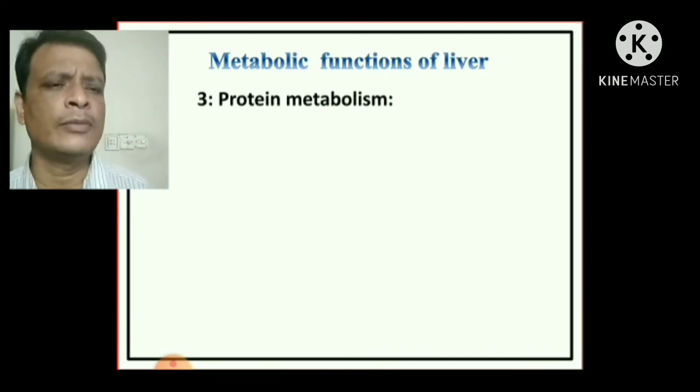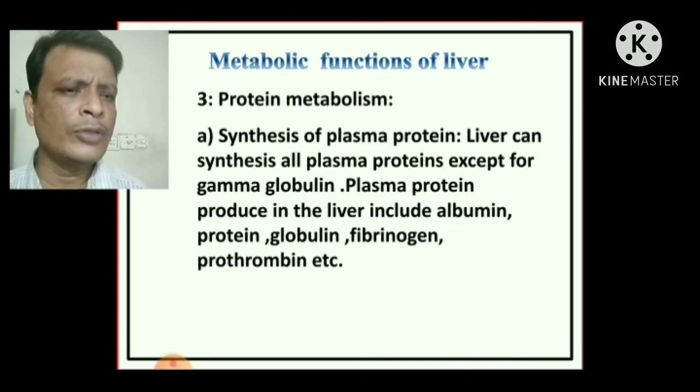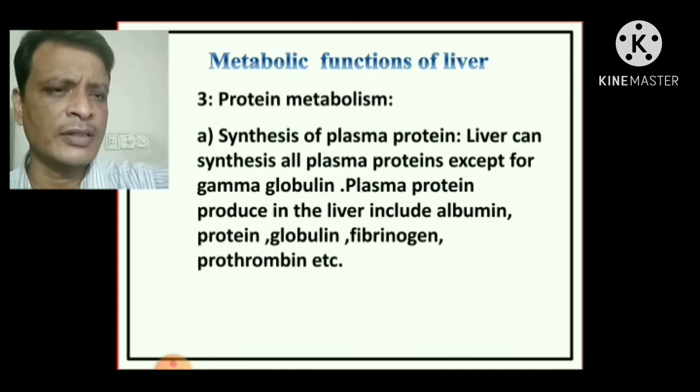Now the protein metabolism. The liver can also metabolize protein foods. Synthesis of plasma protein. The liver can synthesize all the plasma proteins except for gamma globulin. Plasma proteins produced in the liver include albumin, globulin, fibrinogen, and prothrombin, etc.